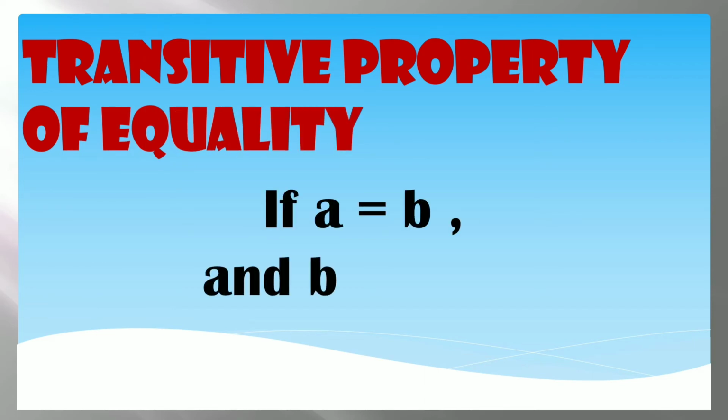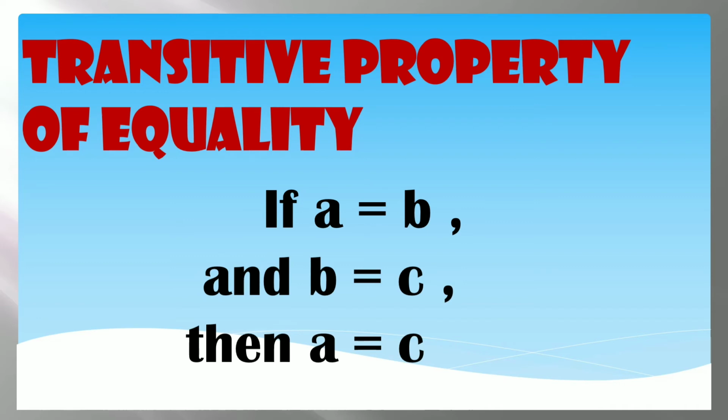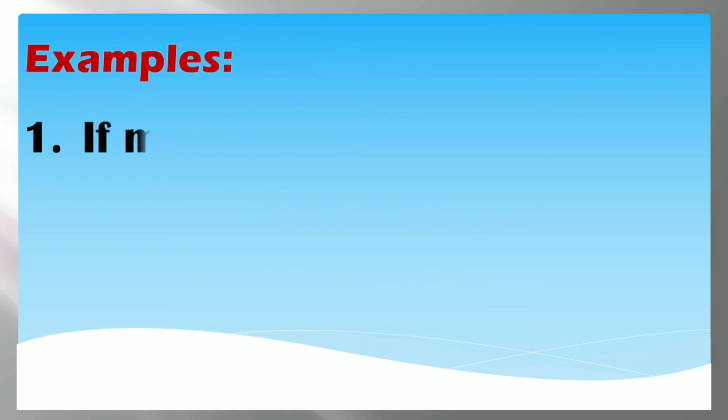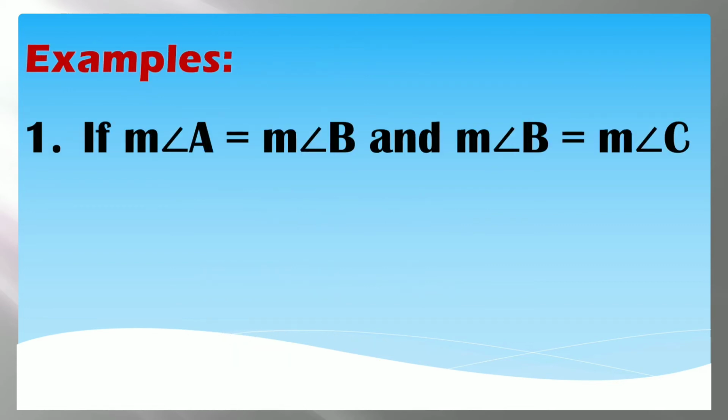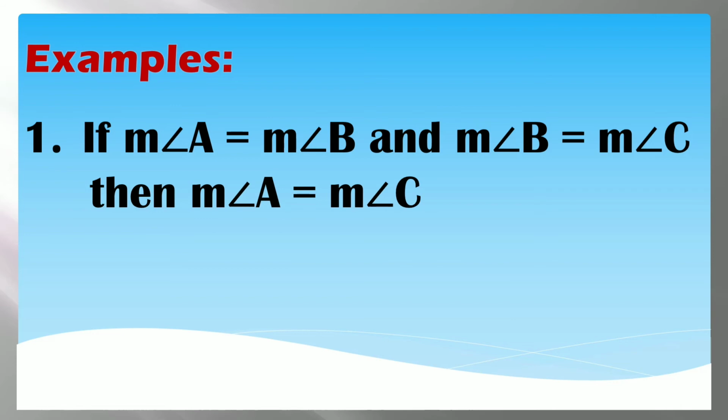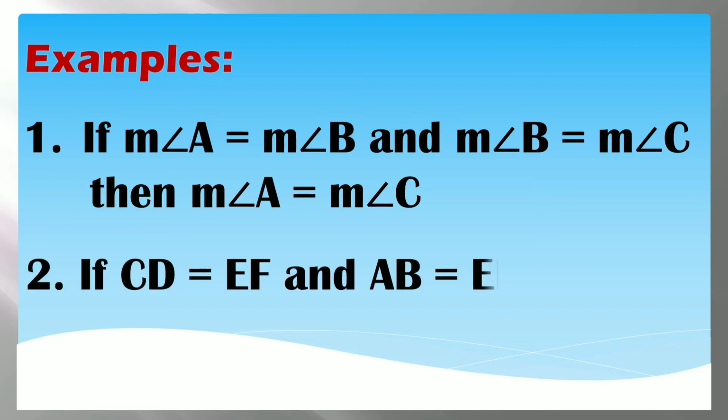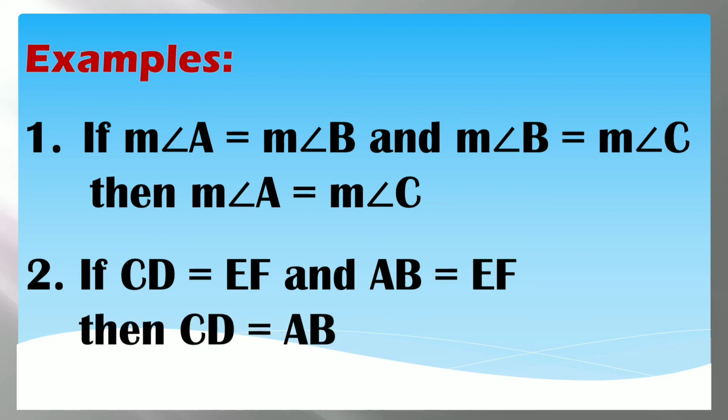Transitive property of equality: if A equals B and B equals C, then A equals C. When we say transitive property, if two quantities are equal to each other, and the second is equal to a third, then the first is also equal to the third. Example: if the measure of angle A equals the measure of angle B, and the measure of angle B equals the measure of angle C, then the measure of angle A equals the measure of angle C. Number 2, if CD equals EF and AB equals EF, then CD equals AB. With transitive, we have three quantities.